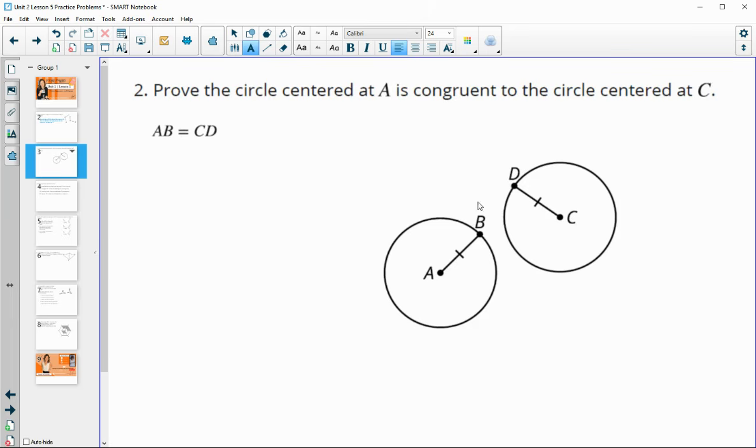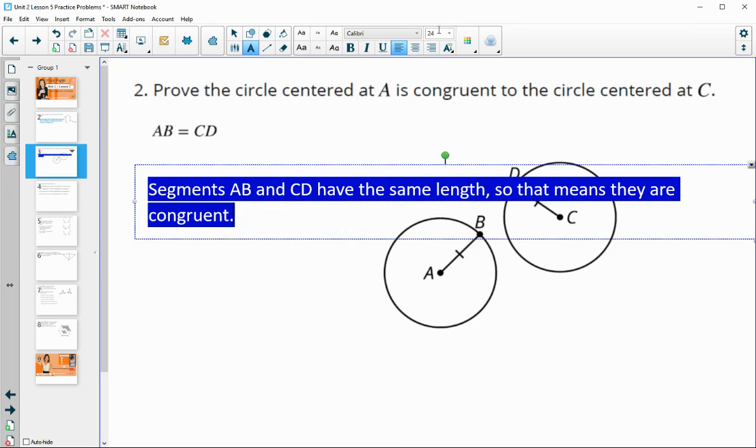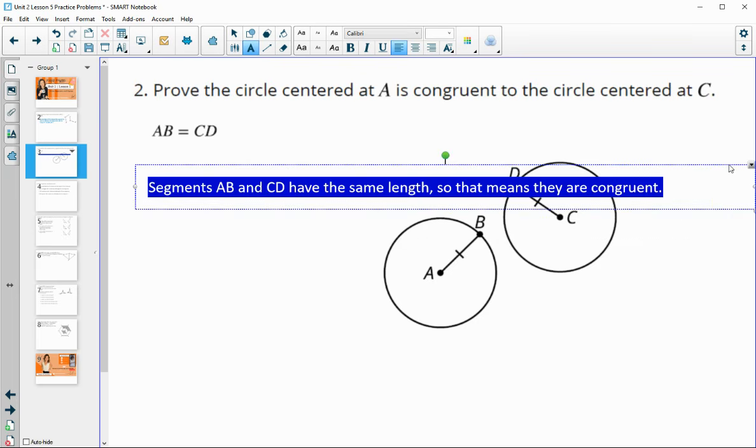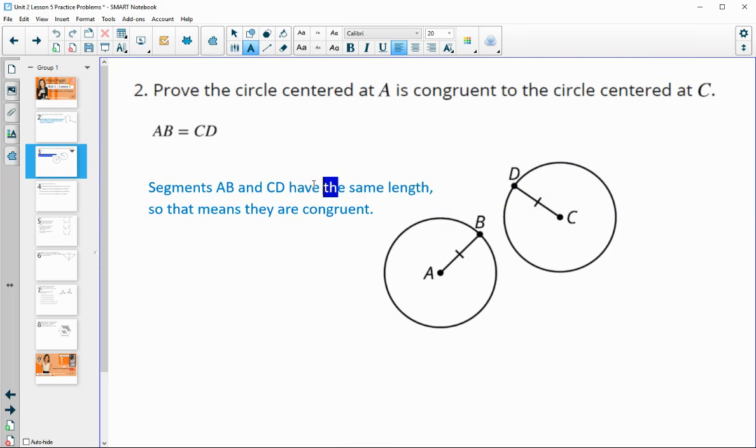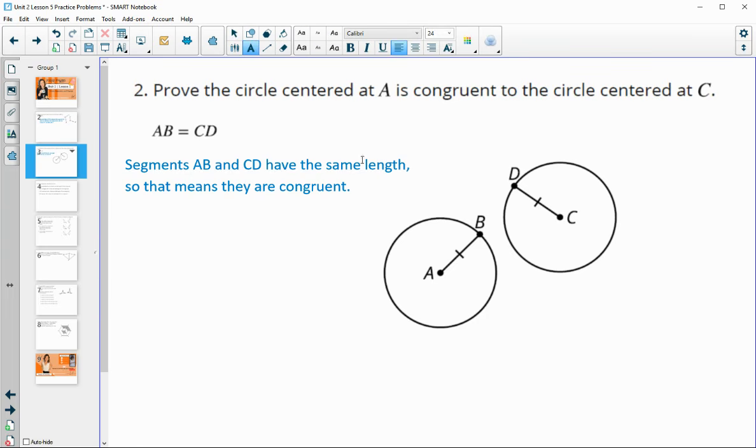Number 2, prove that these two circles are congruent. So prove that circle A and circle C are congruent, and they tell us here that the length of AB equals the length of CD. So we know that segments AB and CD have the same length. So that means they are congruent to one another. And the reason it's important that we know that they are congruent to each other is then we know that there's a rigid motion that will take one to the next.